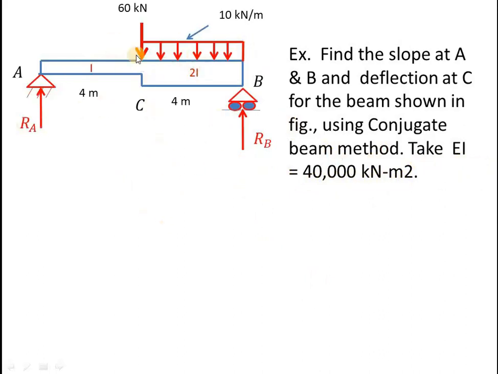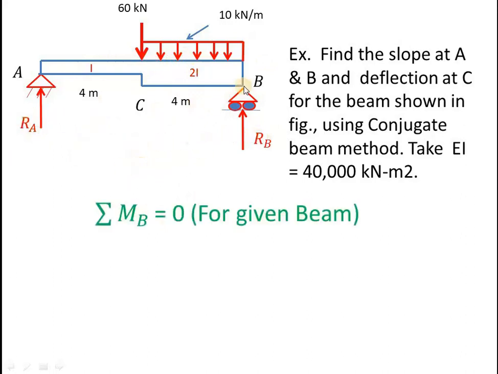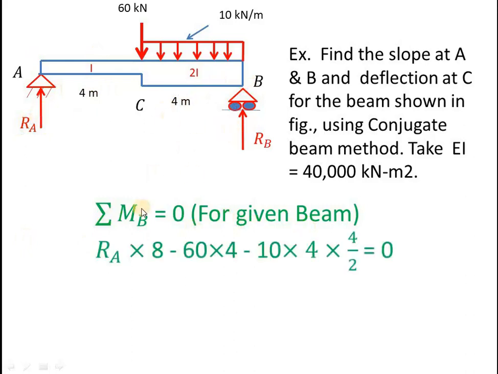Now this is an unsymmetrical loading, so you need to first calculate RA and RB for the given beam. How to calculate RA and RB? Take the algebraic sum of the moments about B equals 0, that is sigma MB equals 0 for this given beam. So RA into 8 is clockwise, and this will be anti-clockwise: 60 into 4 minus this 10 into 4 by 2 equals 0. If you simplify, you will get RA equals 40 kilonewton.